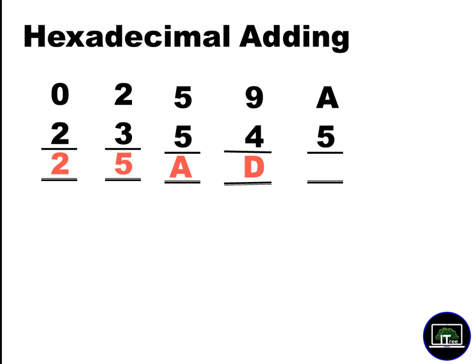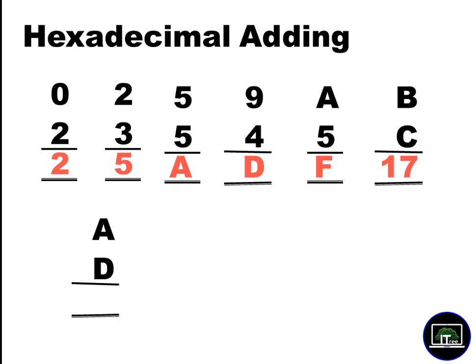A. What is A? A is 10. 10 plus 5, it is 15. Can you write 15? No, we can't write 15. Then what do you write? You write F. Look at this now. B plus C. B means 11. C means 12. Now it is 23. So how do you write? You divide into 1 and 7. Okay, it is 1, 7.